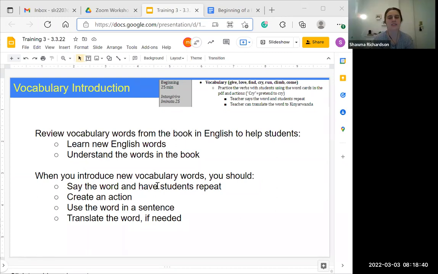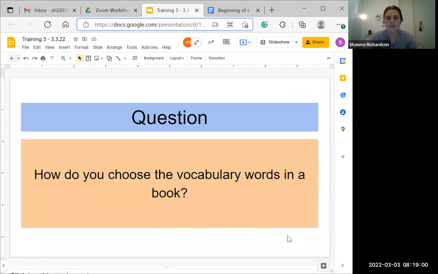Okay, so that's just a little demonstration of how you can use actions, like how we showed give, love, and find. Woo, I found it. Yeah, to help students just to keep practice and to have fun with it. Okay, so these are about how to introduce vocabulary words.